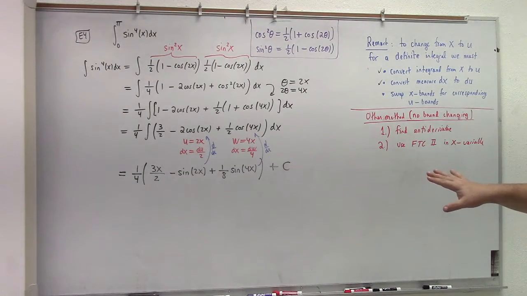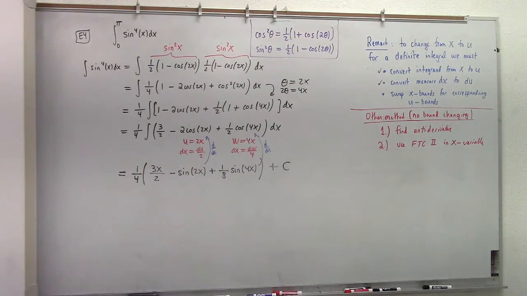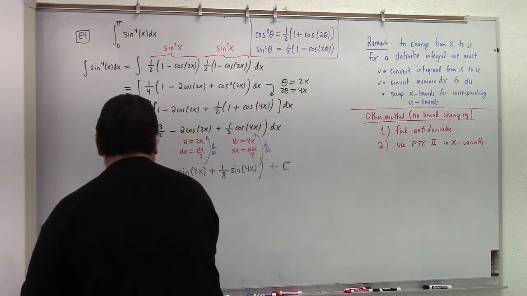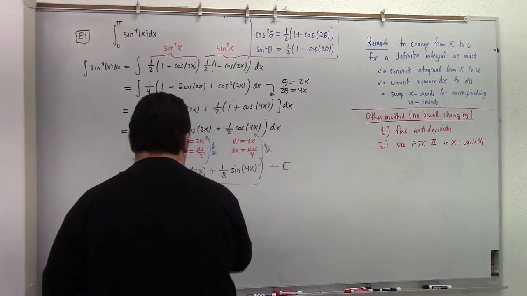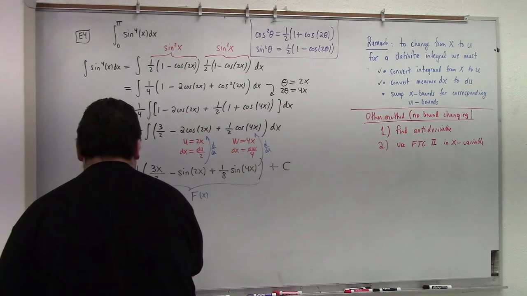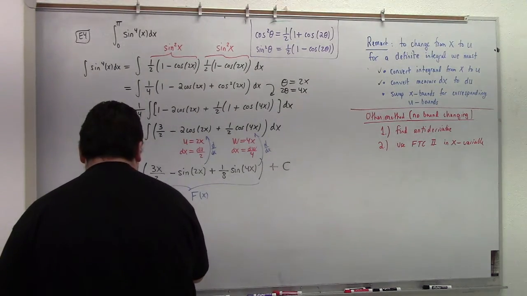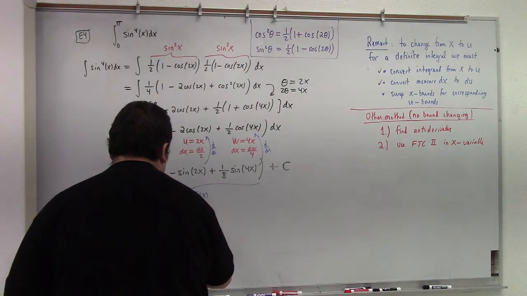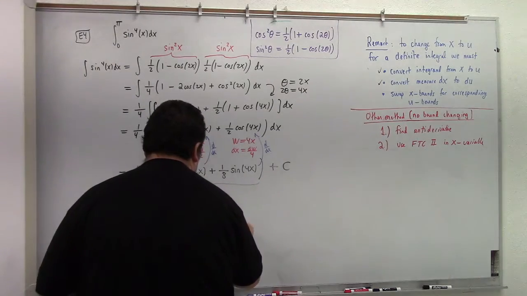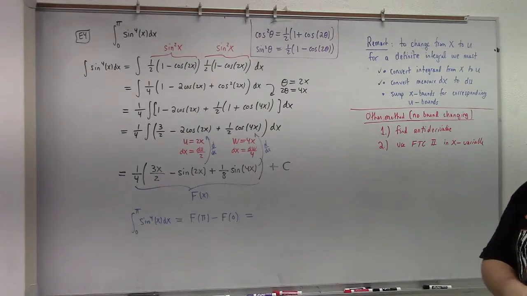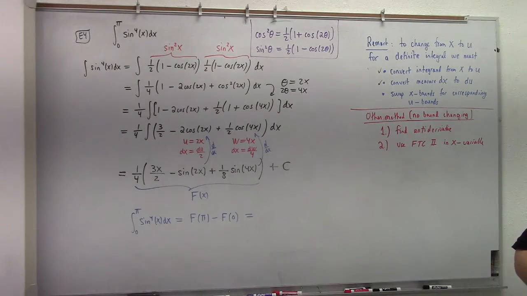This is, well, not quote-unquote, this is an antiderivative, right? So let me just give this thing a name, big F of x, right? And so the integral from 0 to pi of sine to the 4th of x dx is equal to F of pi minus F of 0 by FTC2. That's an antiderivative. Now I can use it.